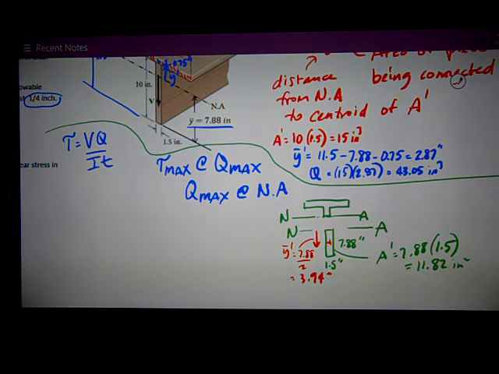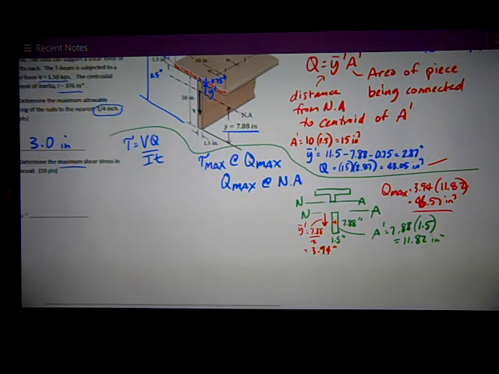So Q that I'm interested in, which is Q max, those two numbers multiplied together. 3.94 times 11.82, and I get 46.57 inches cubed. I check it versus this other one for the board, 43.05, so it is bigger a little bit, and so I'm satisfied this is a good number. Now I'm just ready to plug and chug.